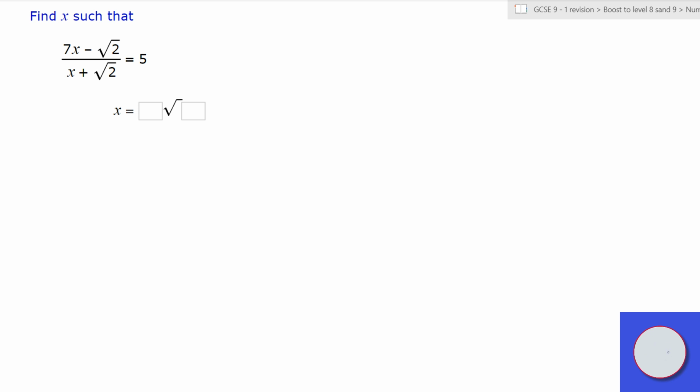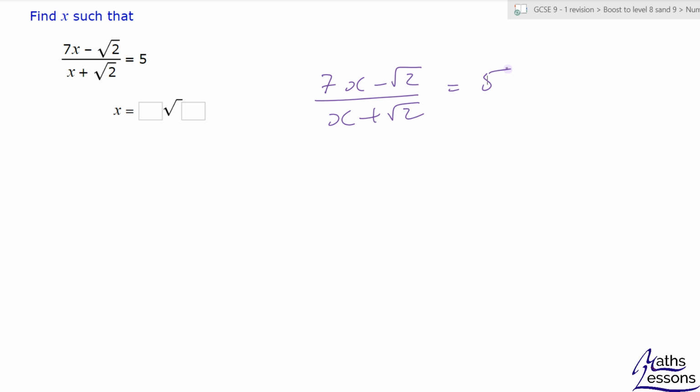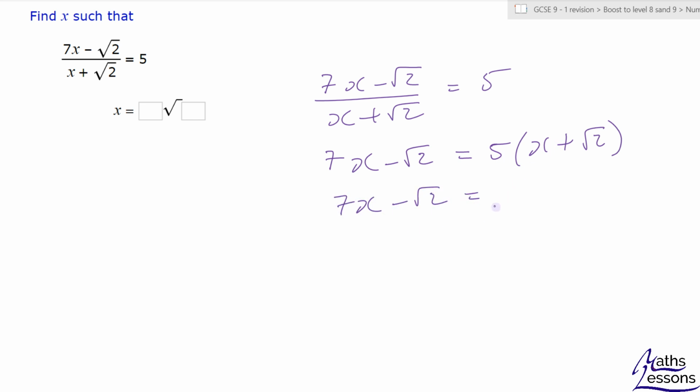If you're uncertain, try times by x plus root 2. Okay, so I suggested we times by x plus root 2, and if we do that, we get 7x minus root 2 on this side, and we get 5 times x plus root 2 on this side. Multiply out the brackets, and we get 5 times x is 5x, 5 times root 2 is 5 root 2. Subtract the 5x from both sides. We get 2x minus root 2 equals just 5 root 2.